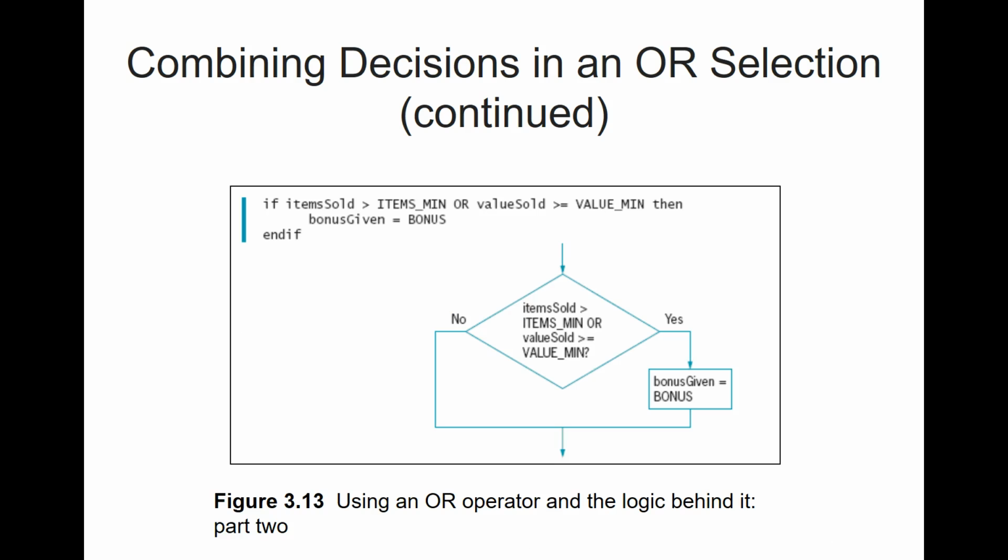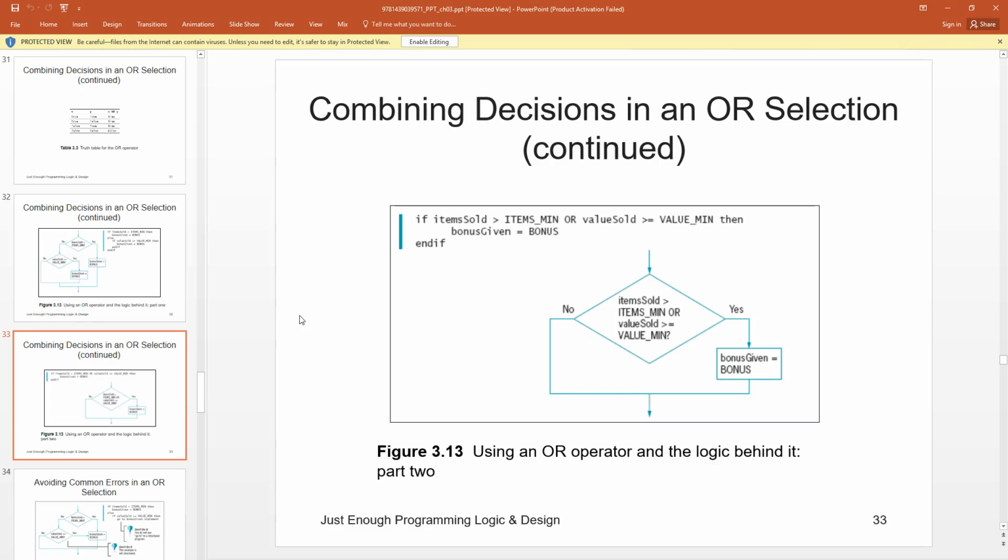So we can do the same thing. We can combine them to make our life easier as long as you understand the logic behind it and how that's going to work. Internally, we know that the computer has to ask both sides of that question, but we can combine it for ourselves to make life a lot easier. So here we have the same question: if items sold greater than items minimum, or value sold greater than value minimum. And we can put those together in a really nice package, just like we do in the AND.